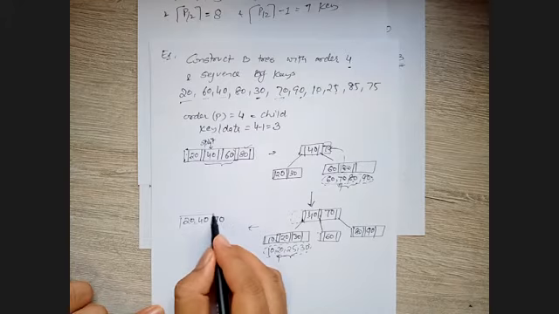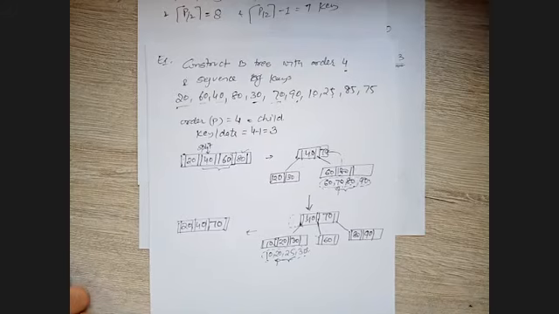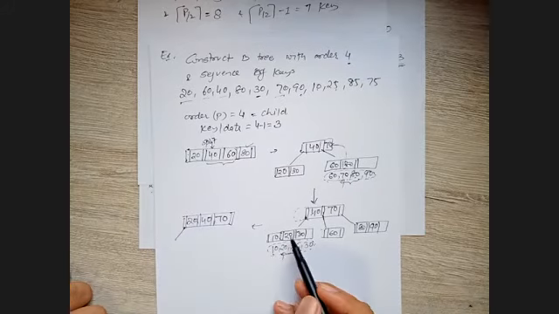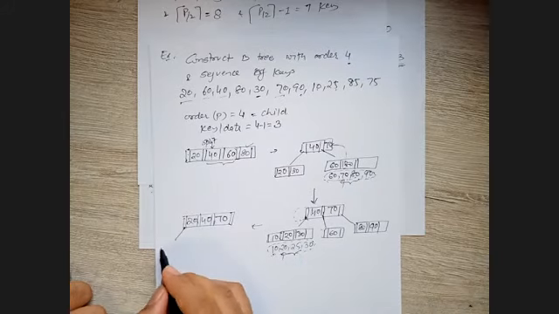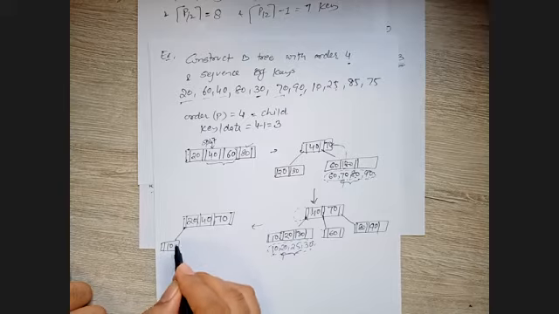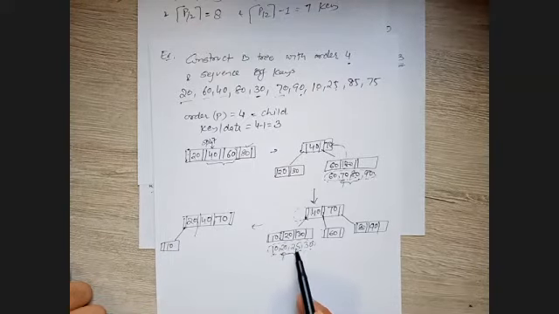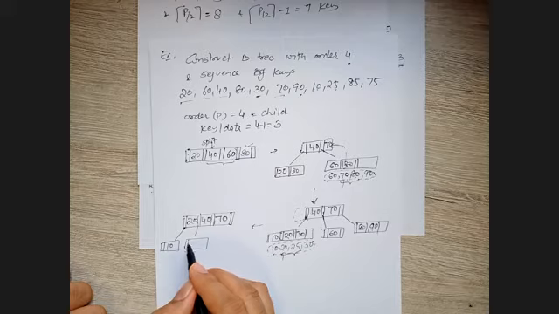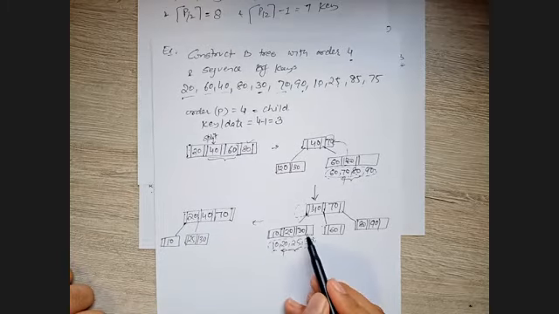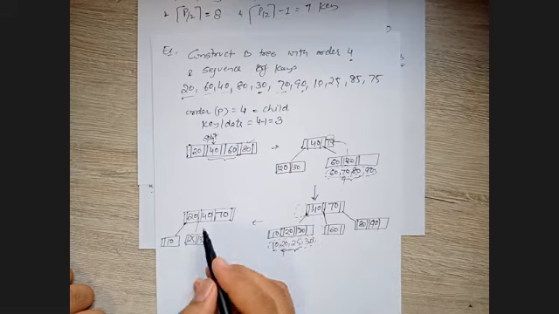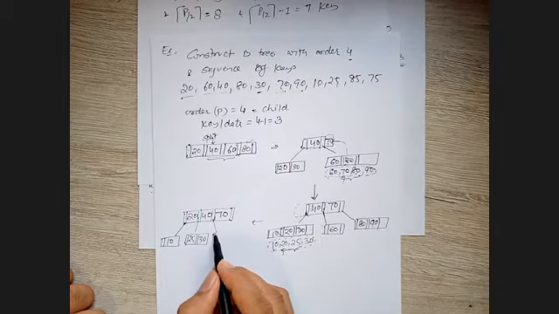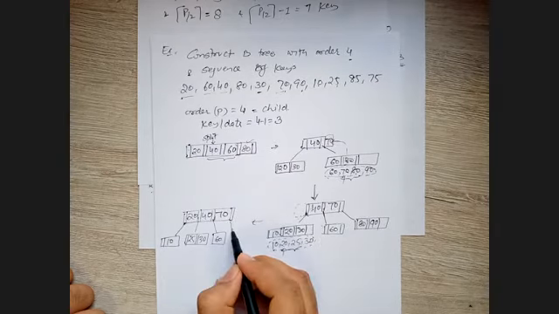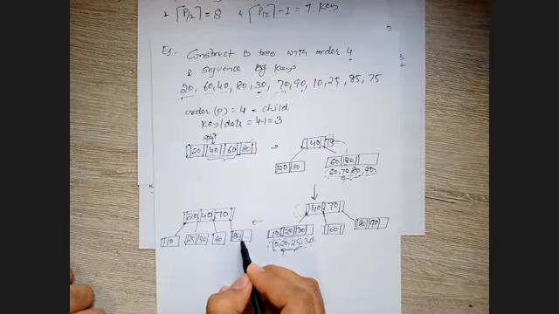In this case, keep the node child values as they are. So 20 will go up, we have 10 over here, so we will keep 10. For this one we have 25 and 30. This is done now, and the rest of the values stay as they are. For this one we have 60, and for this we have 80 and 90.